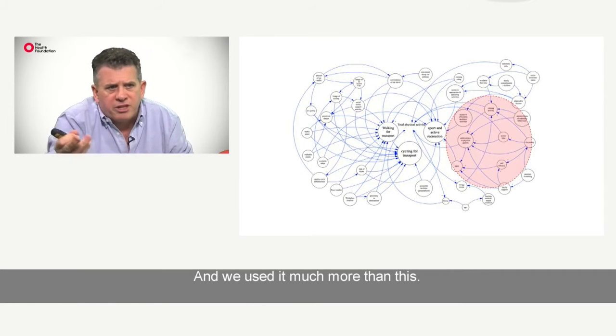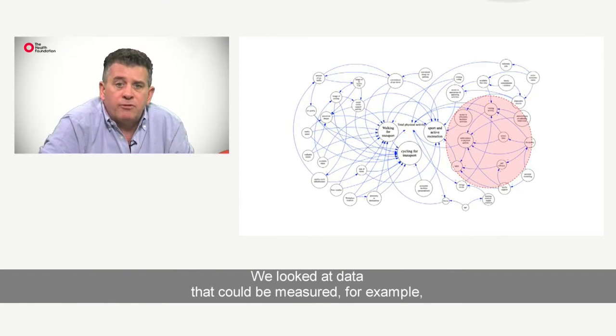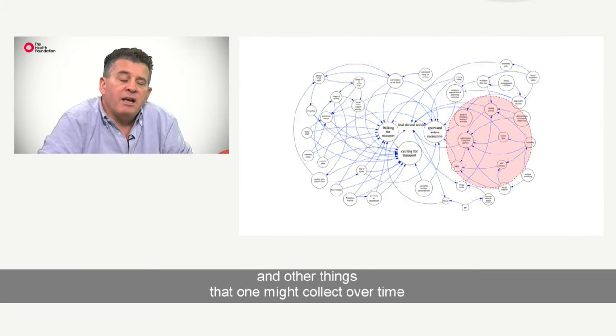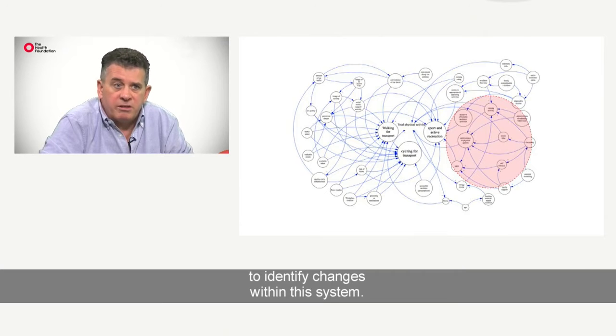And we used it much more than this. We looked at data that could be measured, for example, the kinds of things that were already being collected and other things that one might collect over time to identify changes within this system.